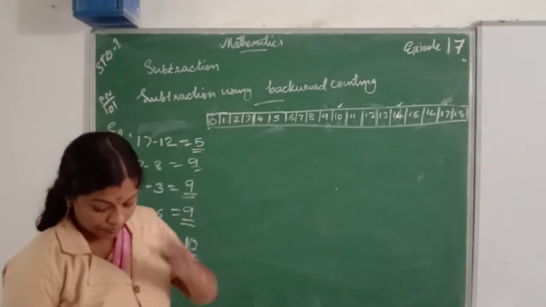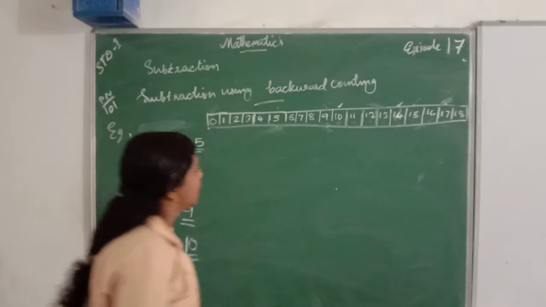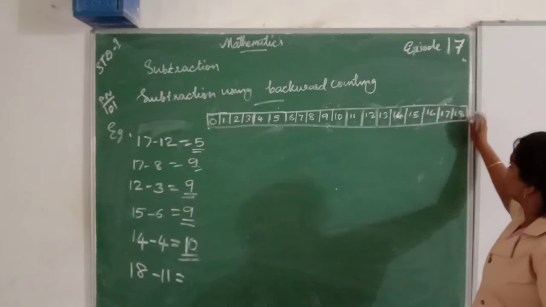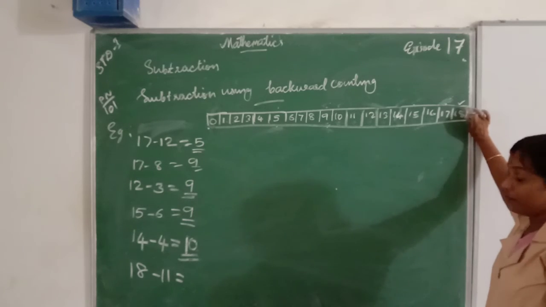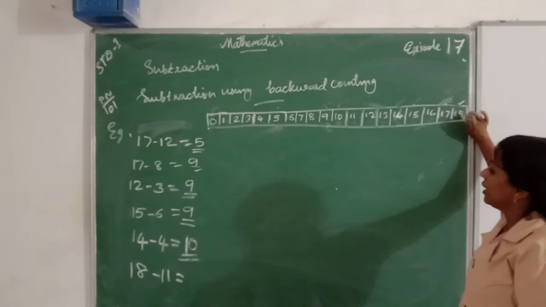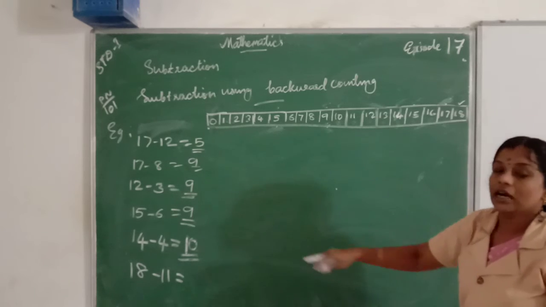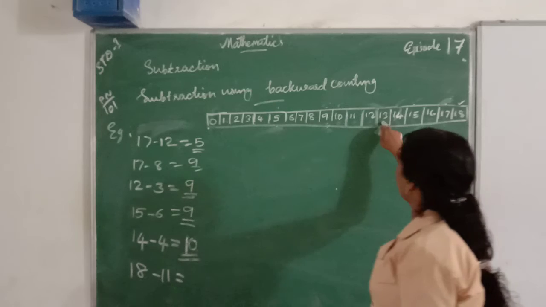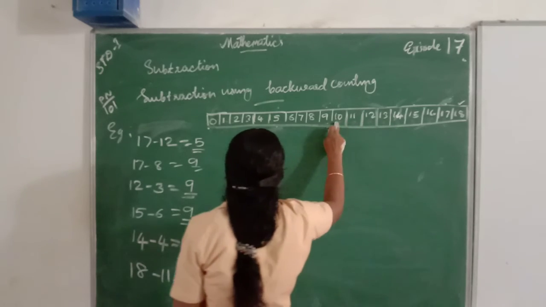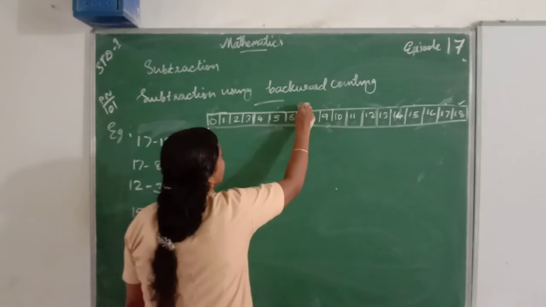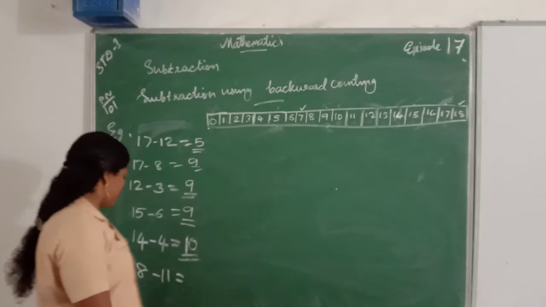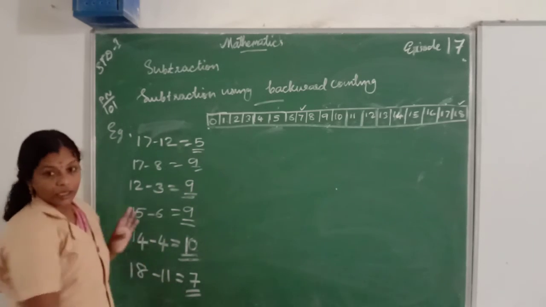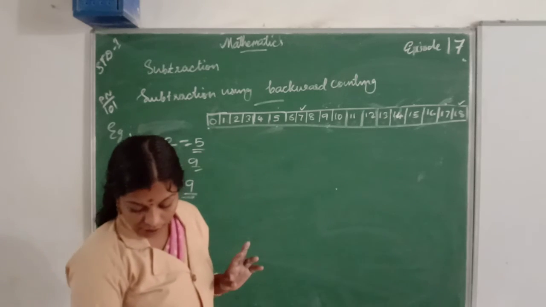Where do we touch your finger? We touch your finger at 18. So here is the 18. We touch your finger on 18 and count backward 11 numbers. 1, 2, 3, 4, 5, 6, 7, 8, 9, 10, 11. The number is 7. So 18 minus 11 is 7. Okay, next question.